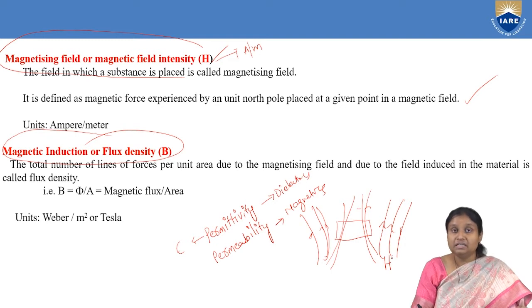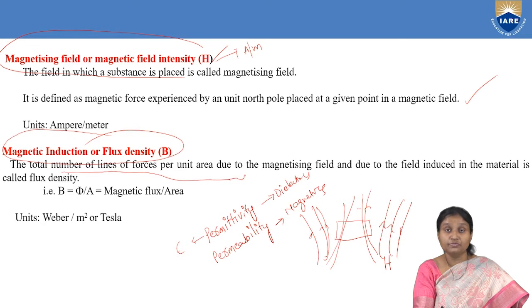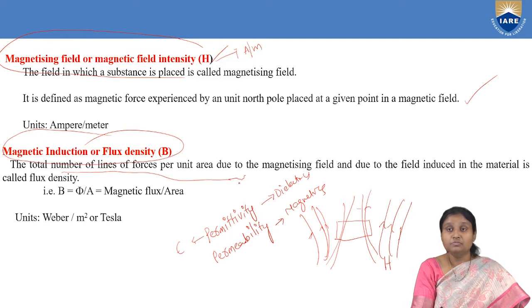One is magnetic lines of force from the external field, and another is the material itself creating its own magnetic lines of forces. Then in that case, how will we define magnetic induction? So magnetic induction is defined as the total number of magnetic lines of forces per unit area. And of course, as I told you, these magnetic lines of forces will come from two contributions.